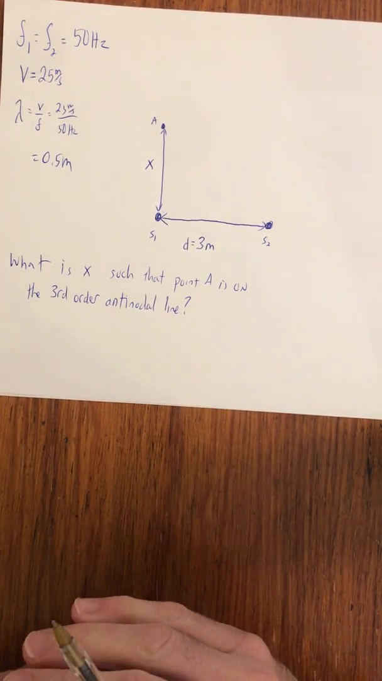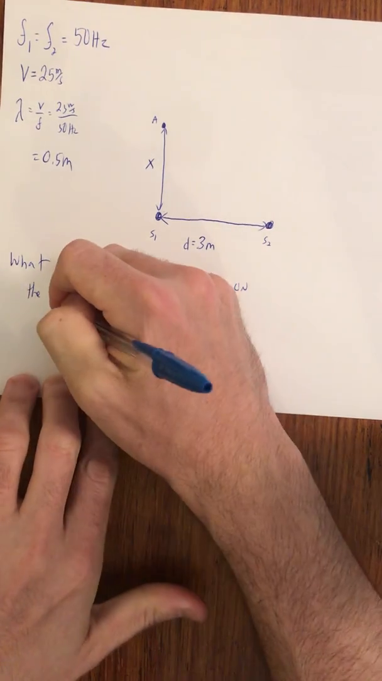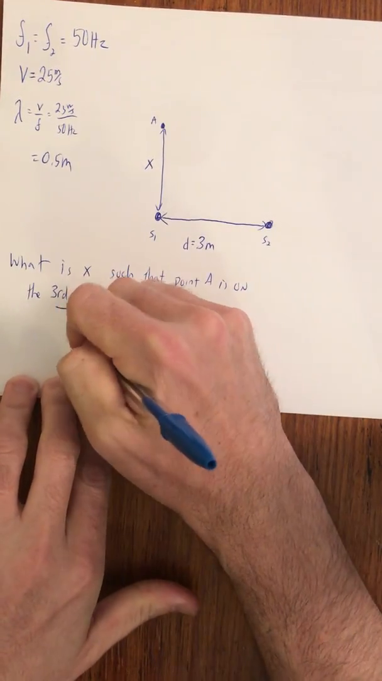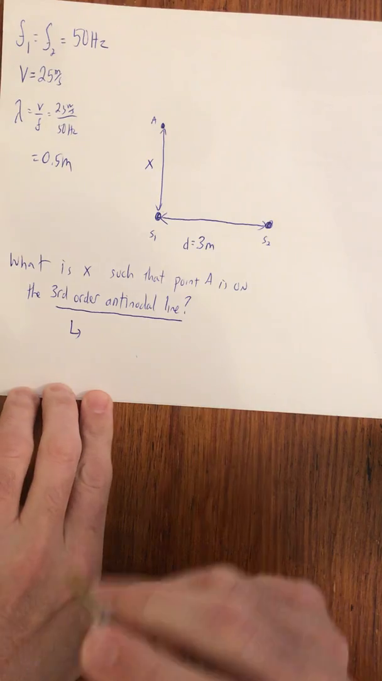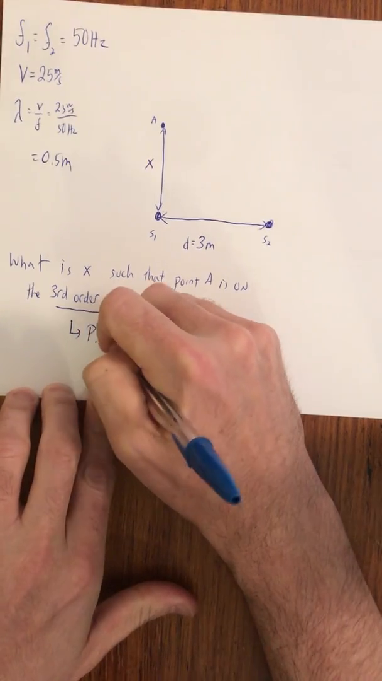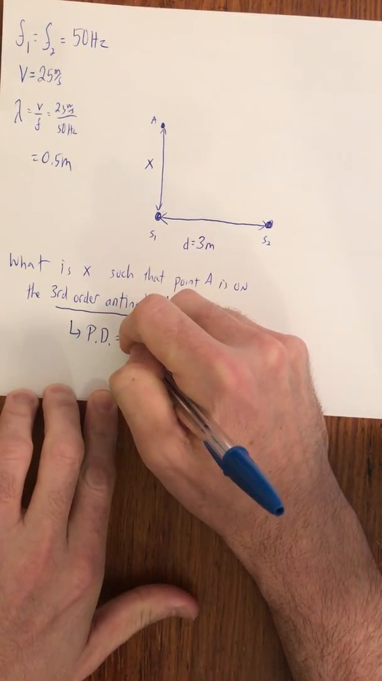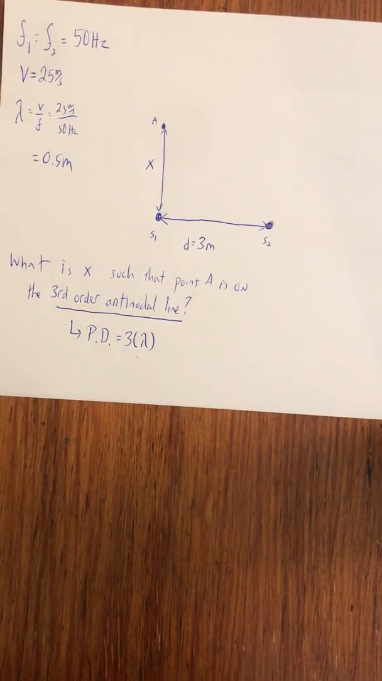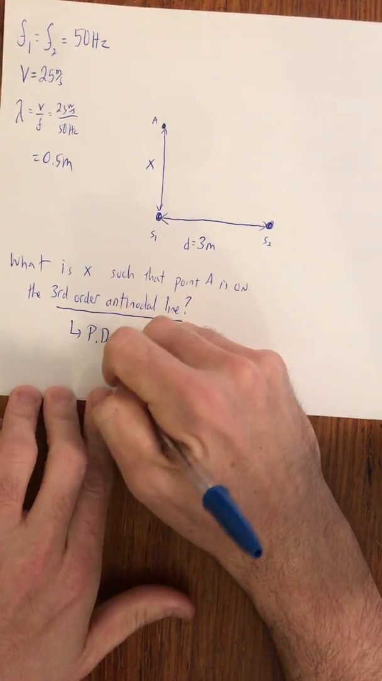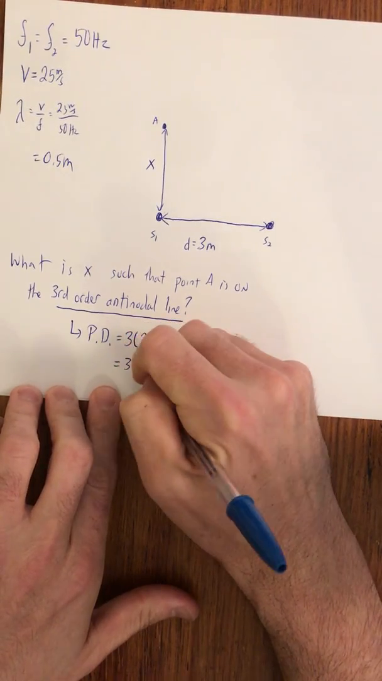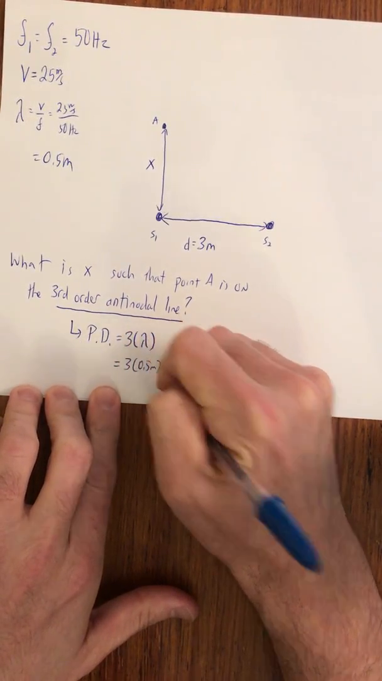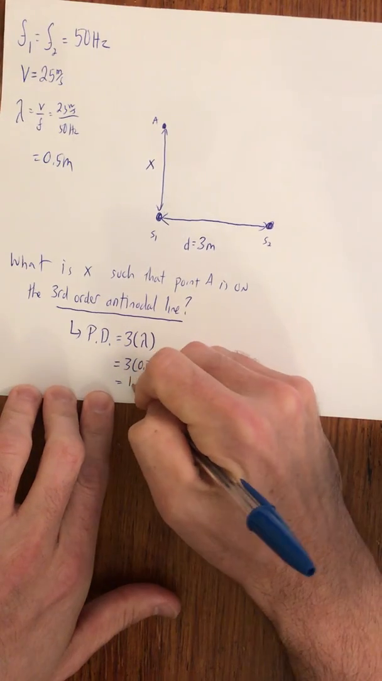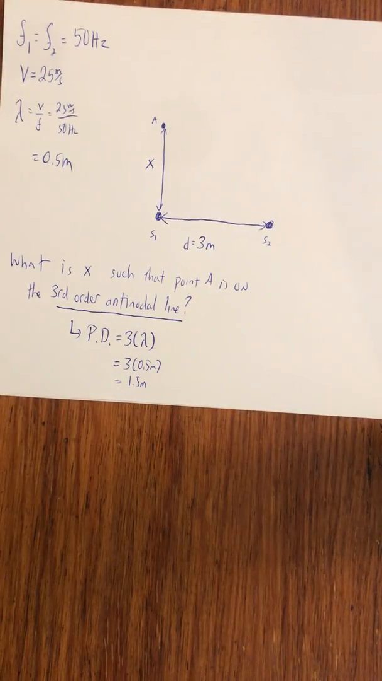Well, it's actually not too bad, because a third order antinodal line, what do I know about it? Well, I know the path difference to the third order antinodal line would be 3 times the wavelength. So in this case, that means that our path difference is 3 times 0.5 meters, or 1.5 meters. All right, so that's going to be super helpful.